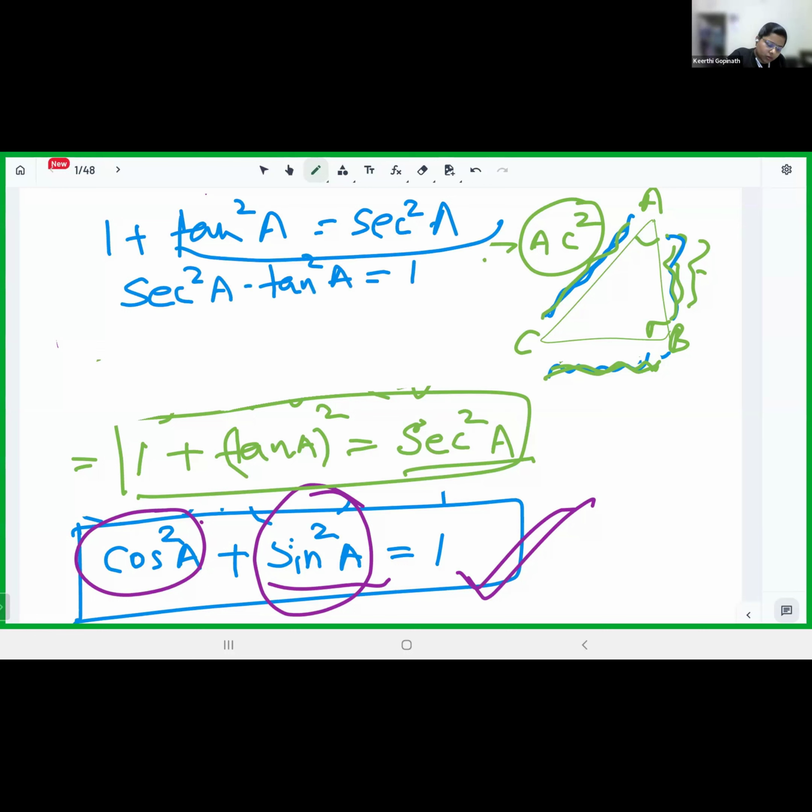And similarly, what can you say about tan square A? Tan square A is nothing but sec square A minus 1. Take 1 to the other side: tan square A is equal to sec square A minus 1. Similarly, if we divide the Pythagoras equation by BC, we get cot square A plus 1 is equal to cosec square A. It is the other identity. I'll show you a slide showing all the identities. That's better, I think.